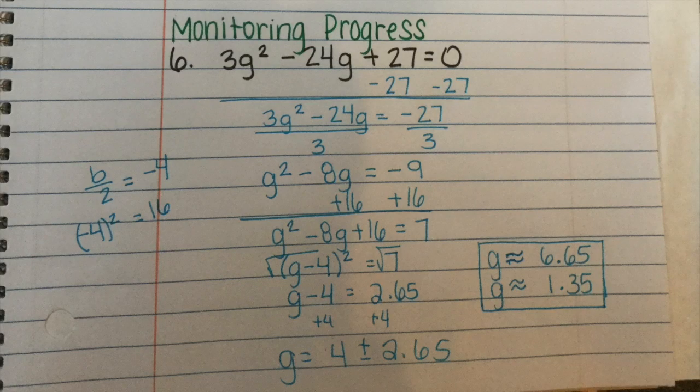All right, so here's the work and solution for monitoring progress number 6. I would suggest that you guys go ahead and click pause just to kind of review. But if you were able to find that the solutions are approximately 6 and 65 hundredths and 1 and 35 hundredths, that means that you did your work correctly. If you didn't get that as the right answer, just click pause, go through and follow step by step how I was able to get to that answer, and hopefully you'll be able to figure it out.